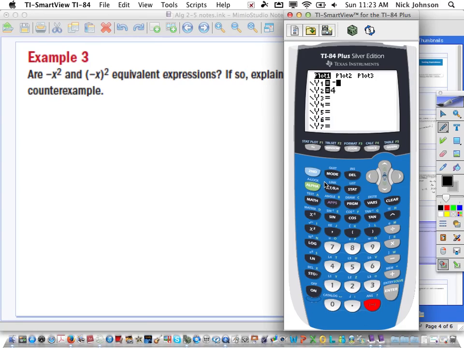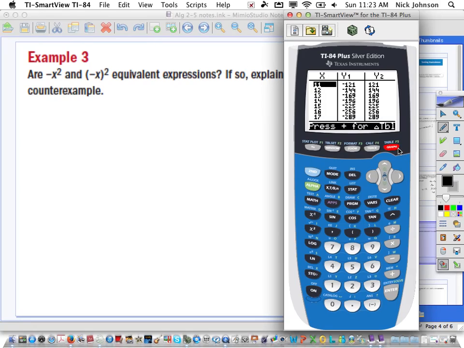So I type in a negative x squared. That's my y1. My y2 is the quantity negative x squared. Okay? So I'm going to hit second function graph, look at my table, and as you can see here, since my table was clear up here in the positives, we already found a counterexample, correct? Okay? When x equals 3, the first one equals a negative 9, the second one equals a positive 9. Does a negative 9 equal a positive 9? No.